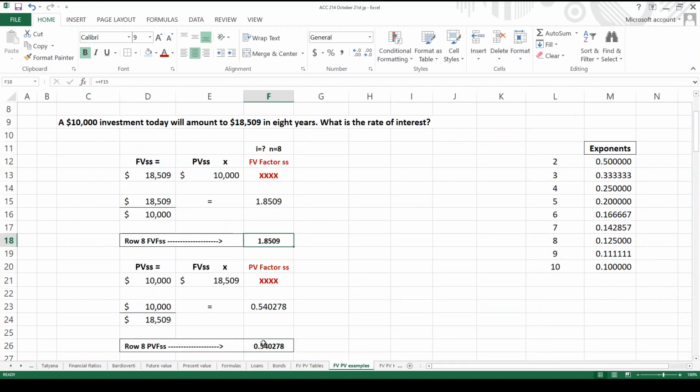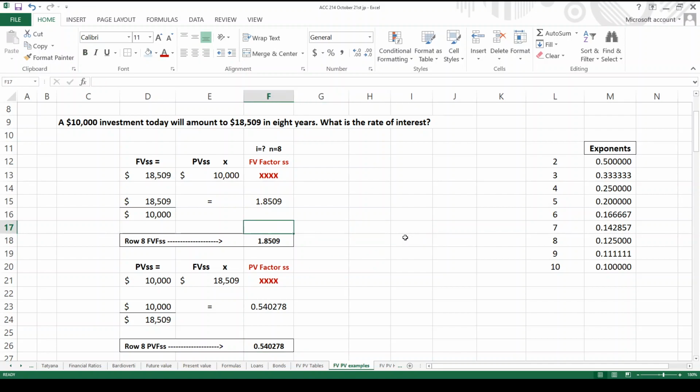Well, these are reciprocals. Remember, this is 1 plus i to the nth power, and this is 1 over 1 plus i to the nth power. So if you take this number here and divide, you get 540278. Yeah? That's how it works. So the reciprocals. Now that works with single sums.